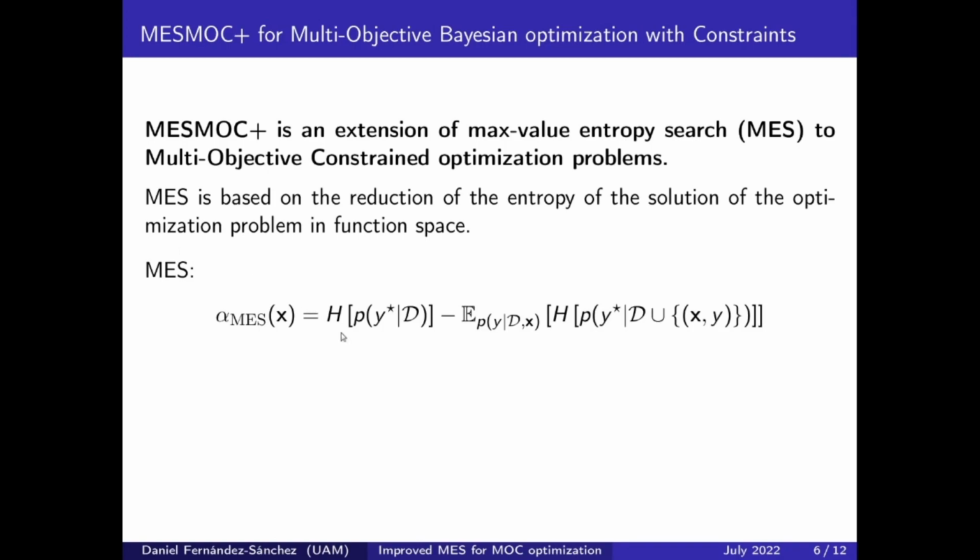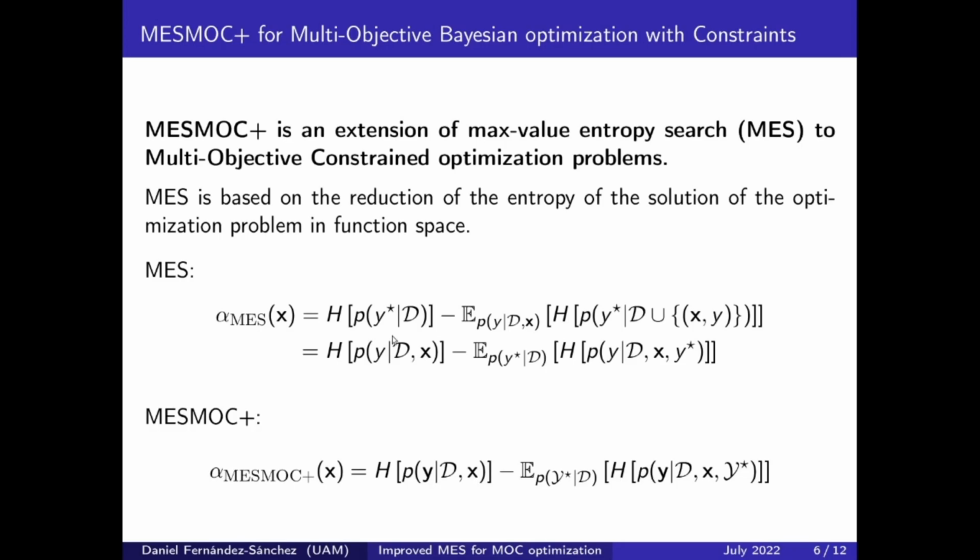The first term is the current entropy of the optimum, Y star. Note, because MES only works in one-objective problems, the solution is a single point. And the second term is the expected entropy reduction after evaluating on X. Because the computation of the entropy of the solution is very expensive, the authors of MES rewrote this expression into this one. Both expressions are equivalent because the mutual information between Y and Y star is symmetric.